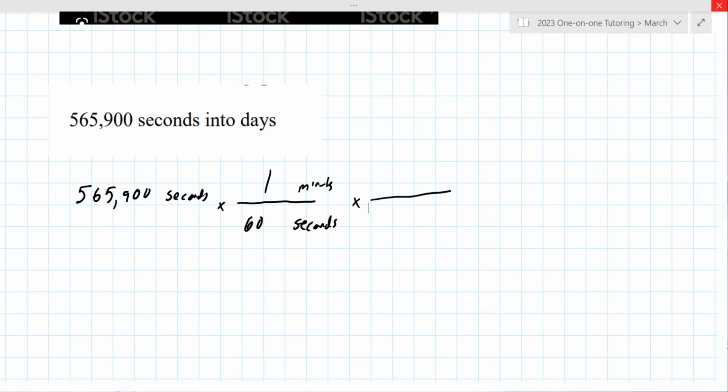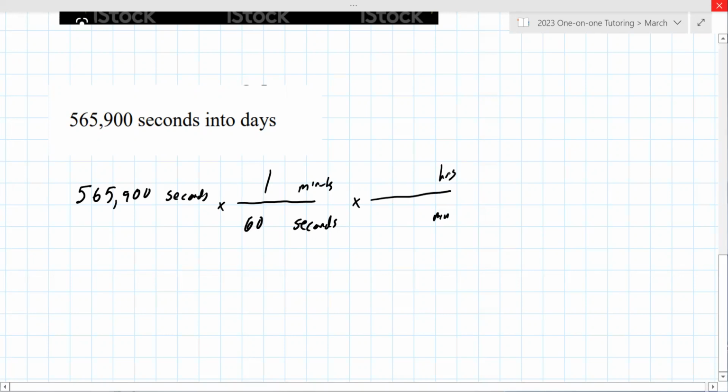So what's going to go next? Would it be 1 hour over 1 minute? Or 60 minutes over 1 hour? You have to decide, okay, it's either how many minutes are in an hour or how many hours are in a minute. And then hours to days. There are 24 hours in one day.